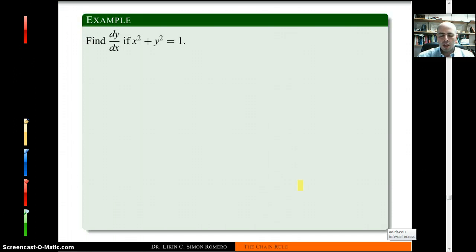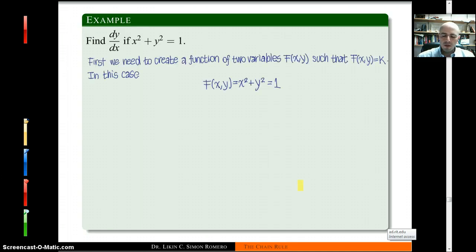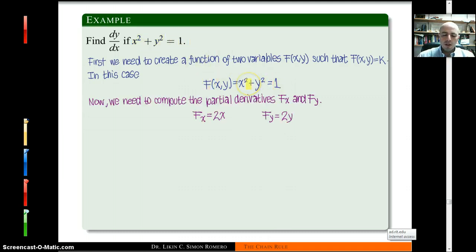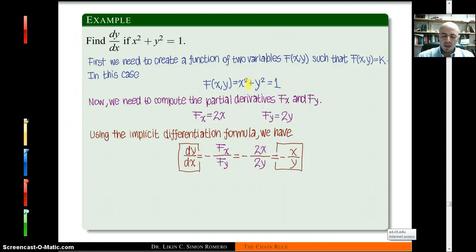So let me just try to do an example. I'm going to do exactly the same thing that we did before. Notice that in here the function of two variables is x squared plus y squared. This is one side of the equation, and the other side has to be equal to a constant. That is the case. So now we compute the partial derivatives, and then we use the implicit differentiation formula. Notice that we get exactly the same result.